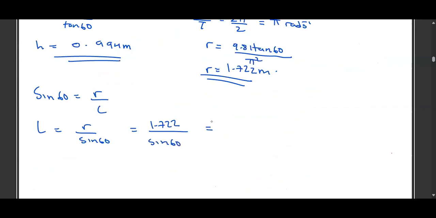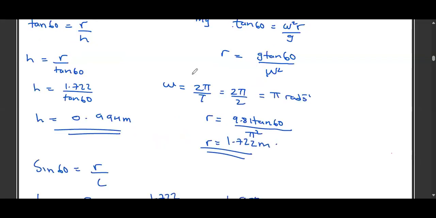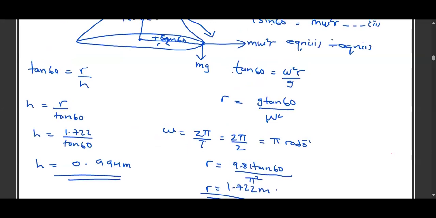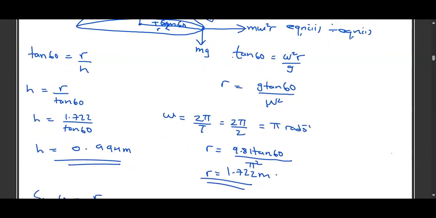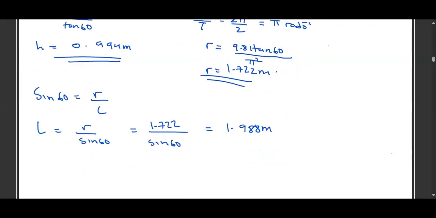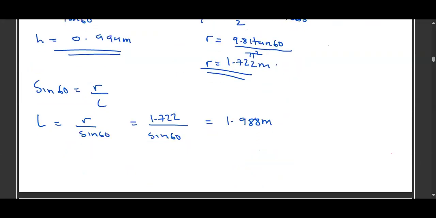We shall be able to come up with our length as 1.722 divided by sine 60. I'm getting our L as 1.988 meters. That is our L, the length of the string that was used to produce this conical pendulum.